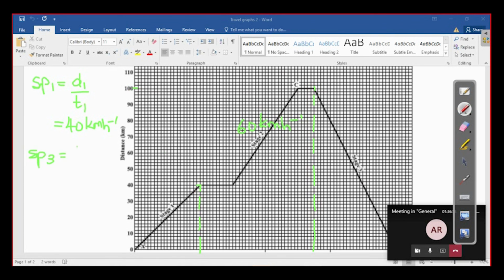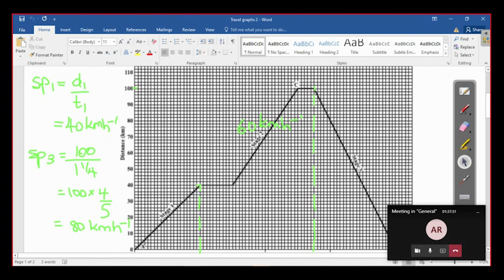So for stage 3, the distance was 100 kilometers, and the time would be 1.25 hours, because we would have taken an hour and 15 minutes to complete this journey. So we'd work this out, and we'd be able to get the speed on this part of the journey. So this would be 80 kilometers per hour. Everybody got 80 kilometers per hour for the speed during the third stage?